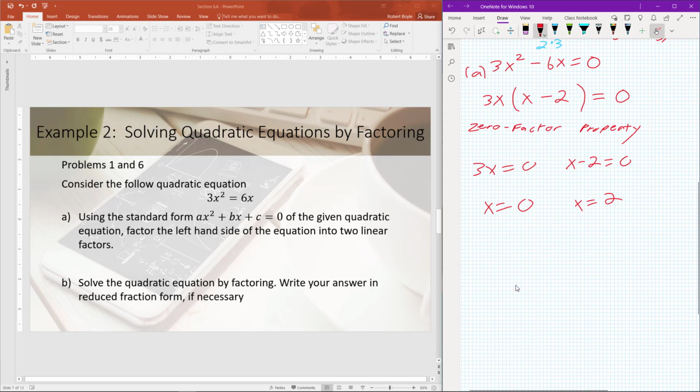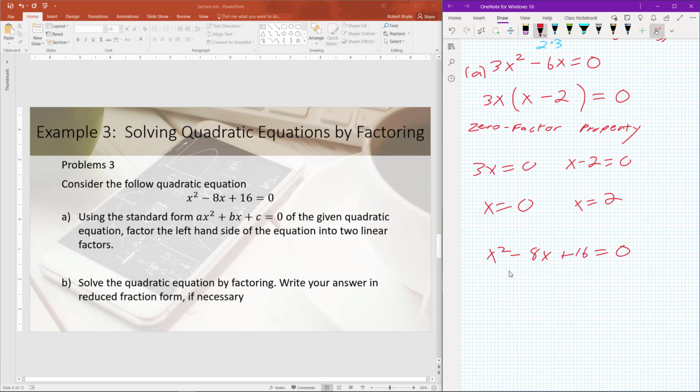Okay, so let's move on to example number 3, and here it is. Here we need to consider the following quadratic equation. It is x squared minus 8x plus 16 is equal to 0. And once again, we need to write this into standard form, but heck, it's already in standard form. Then we need to factor the left-hand side into two linear factors.